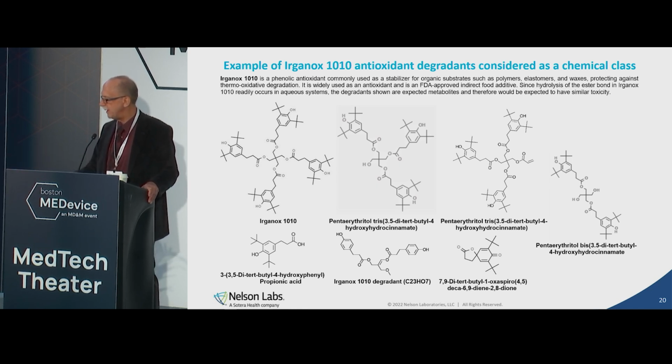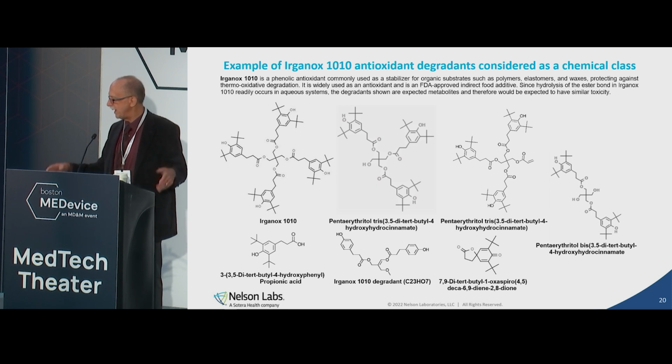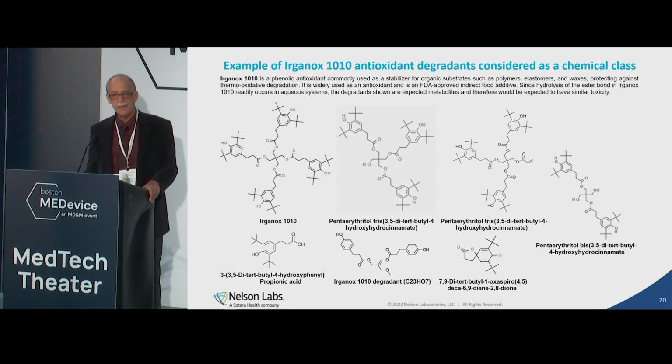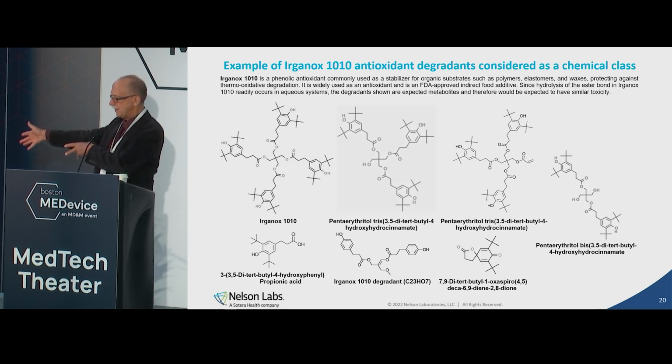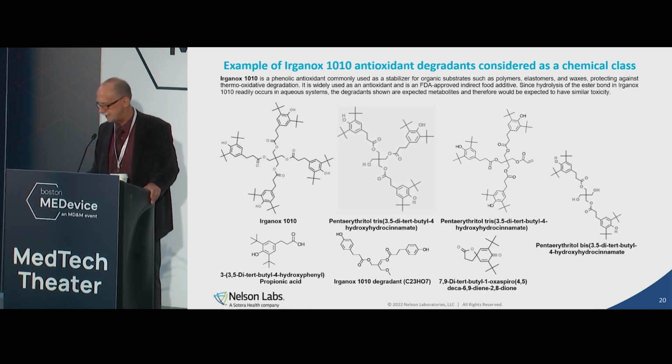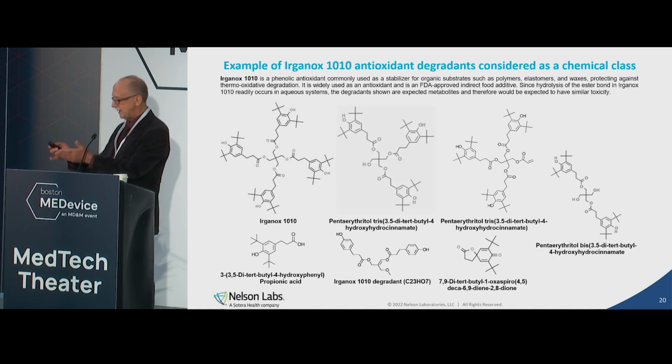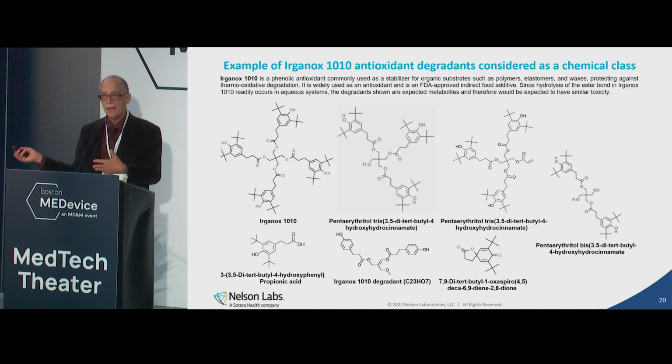Since the hydrolysis of that ester bond in this antioxidant occurs readily in aqueous systems, the degradants shown, and there's quite a large family here, they're all expected metabolites and therefore would be expected to have similar toxicity because they're going to be oxidized in vivo as well. If you're exposed to the parent, you'll be exposed to all of them as it gets metabolized. And so hence we add those concentrations up. It's good to have a tox risk assessor that knows that these things all belong to the same antioxidant class.